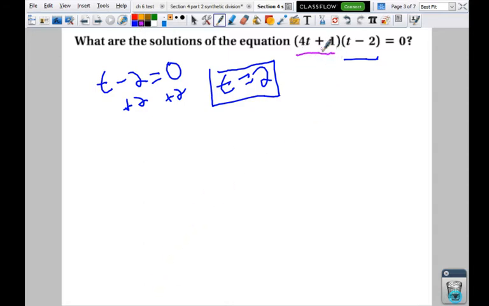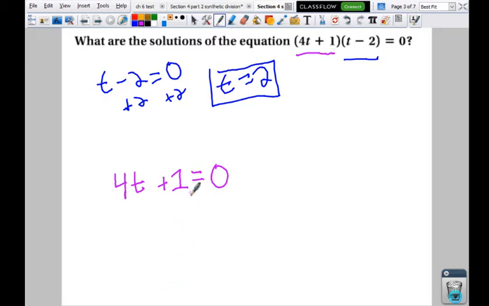Alright, I get 4t plus 1, right? 4t plus 1 equals 0. Do you divide first or minus? We were gonna minus first.